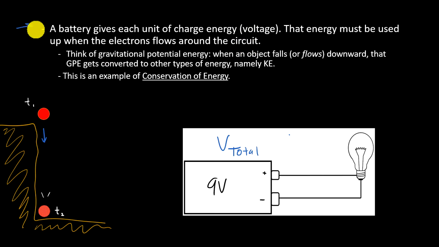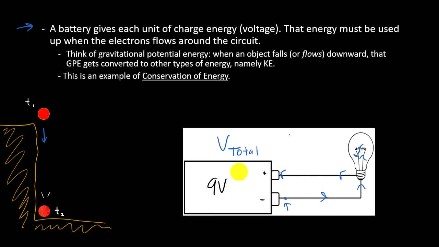Well, this bullet point right here is often confusing. Okay, that energy has to be used up by the time the electrons go around the circuit. For example, let's say I have an electron right here. It's given a certain amount of energy because the battery is connected. We know that electron is going to flow counterclockwise through this light bulb, like that, back down, through, and to the other terminal.